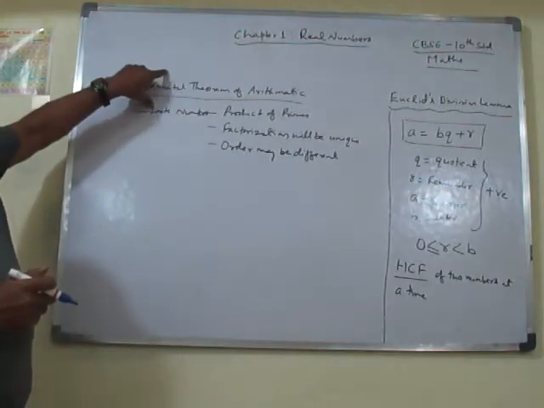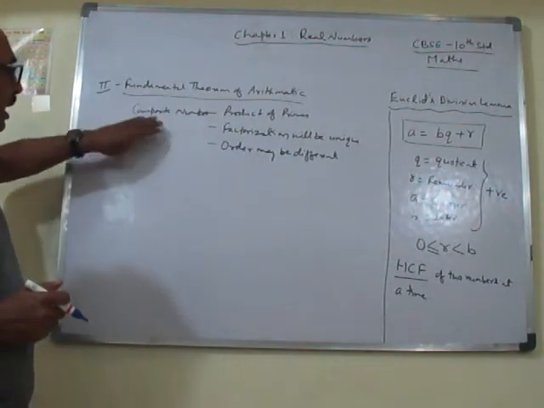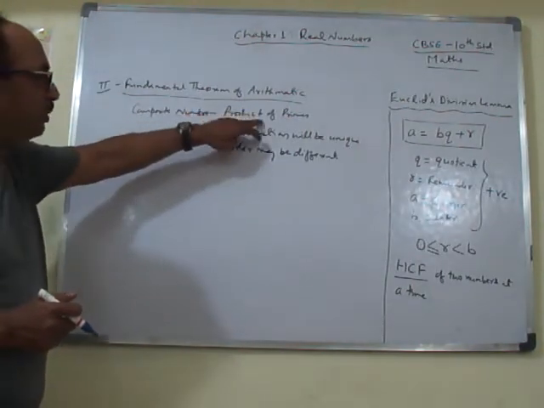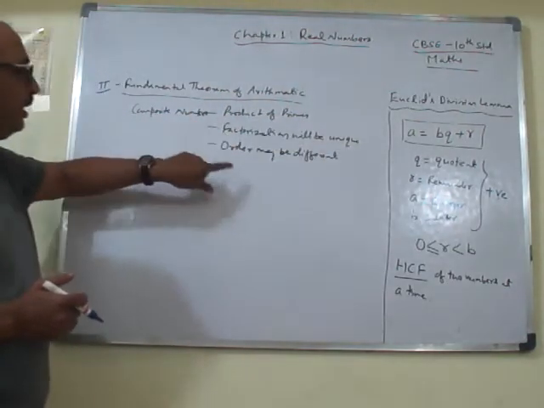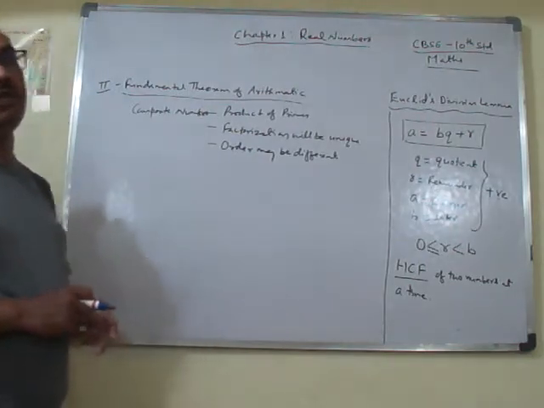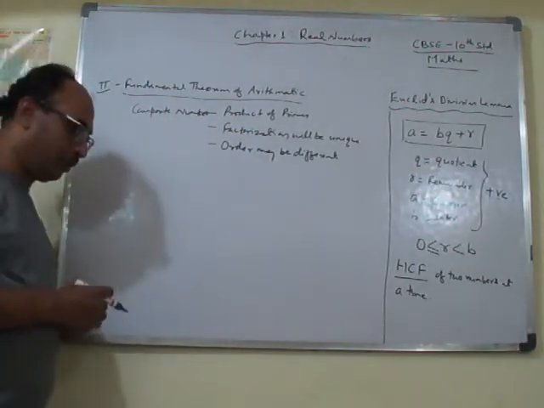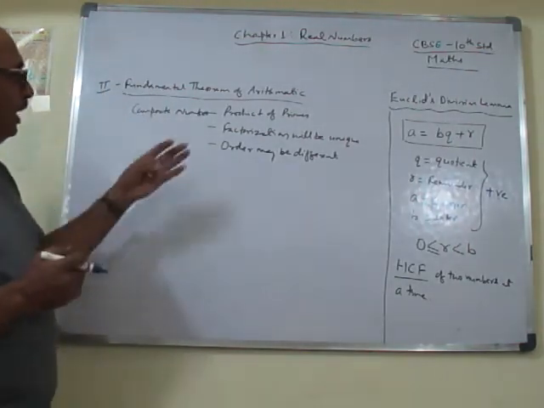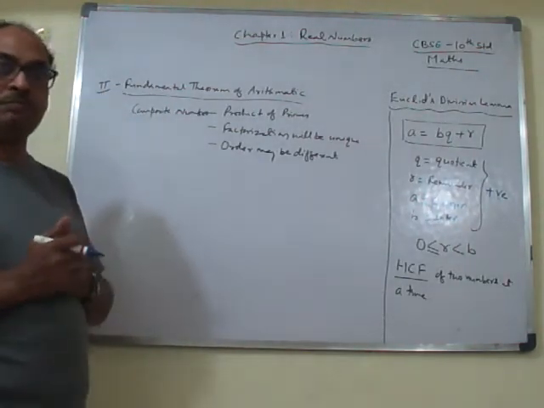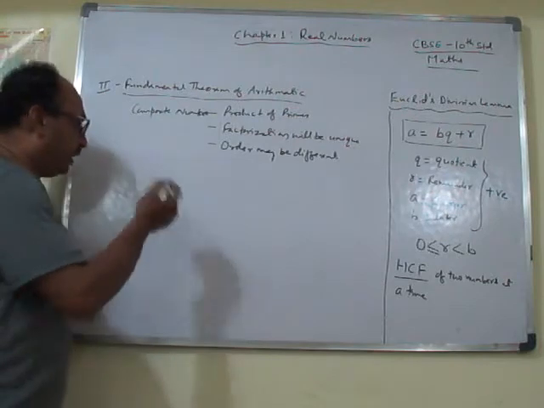So this is the fundamental theorem of arithmetic. Every composite number can be expressed as a product of primes. The factorization will be unique and its order may be different. On the basis of this, we took some numbers and converted them into products of primes.